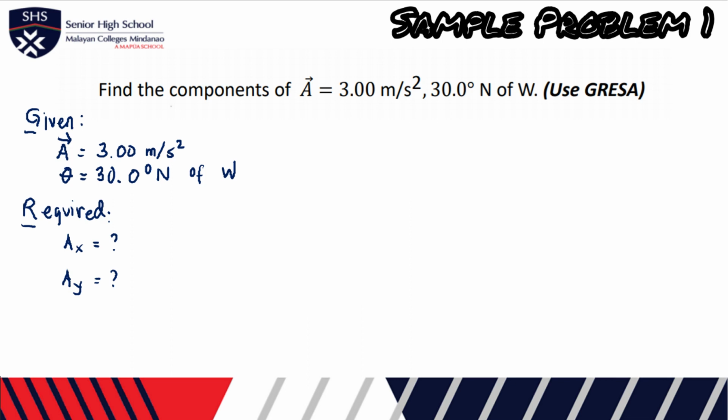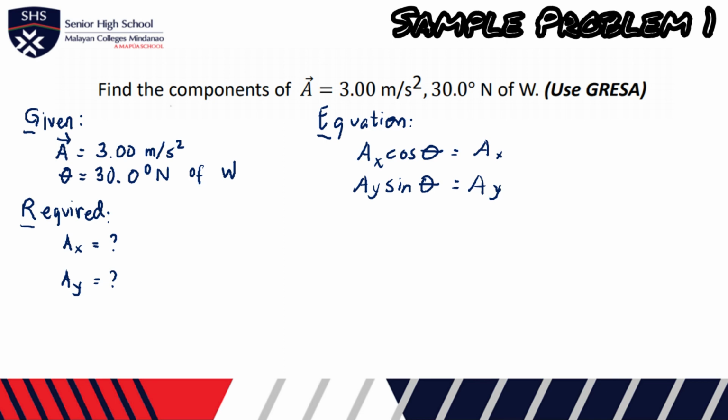Now let us move on to letter E, or the equation. We know from the previous discussion and through the trigonometric functions that A cosine theta is equivalent to A sub x, or the x component of A, while A sine of theta is equivalent to A sub y.